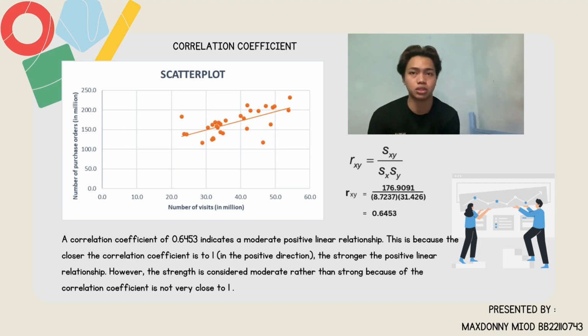This is because the closer the correlation coefficient is to 1 in the positive direction, the stronger the positive linear relationship. However, the strength is considered moderate rather than strong because the correlation coefficient is not very close to 1. I think that's all from us.